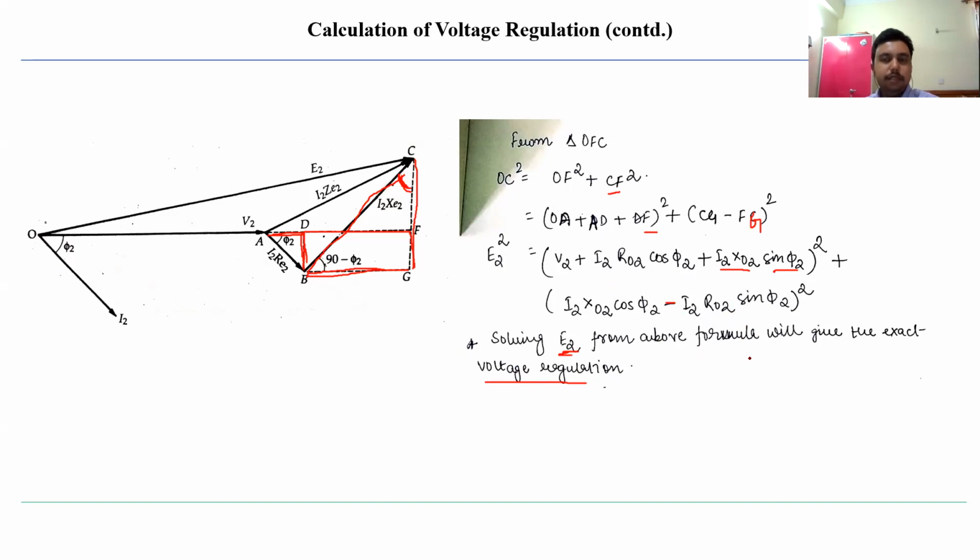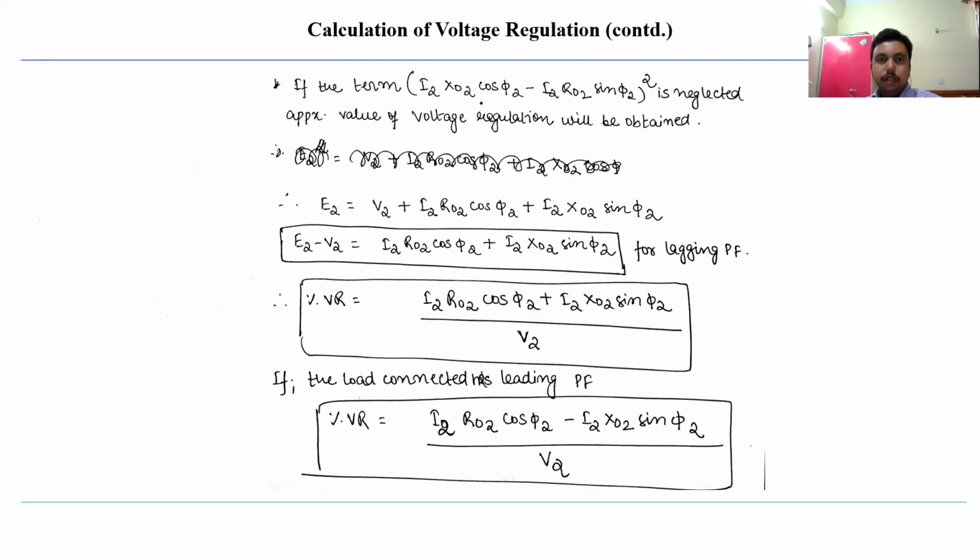We have a process to simplify it. For that we'll go to the next slide, which deals with the approximate value of voltage regulation. Whenever we are finding the approximate value of voltage regulation, we neglect this particular term. If this term is neglected, the simplified equation of E2 you will get is V2 plus I2 into R02 into cos phi 2 plus I2 into X02 into sin phi 2. From here you can get the difference E2 minus V2 as I2 into R02 into cos phi 2 plus I2 into X02 into sin phi 2.